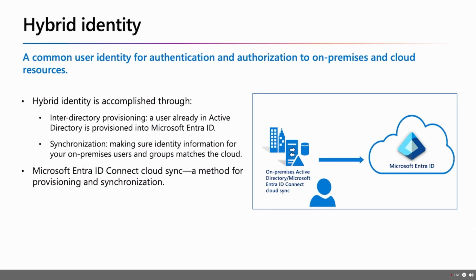For a hybrid environment, the most common scenario for inter-directory provisioning is when a user already in Active Directory is provisioned into Microsoft Entra ID. The synchronization is responsible for making sure identity information for your on-prem users and groups is matching the cloud.